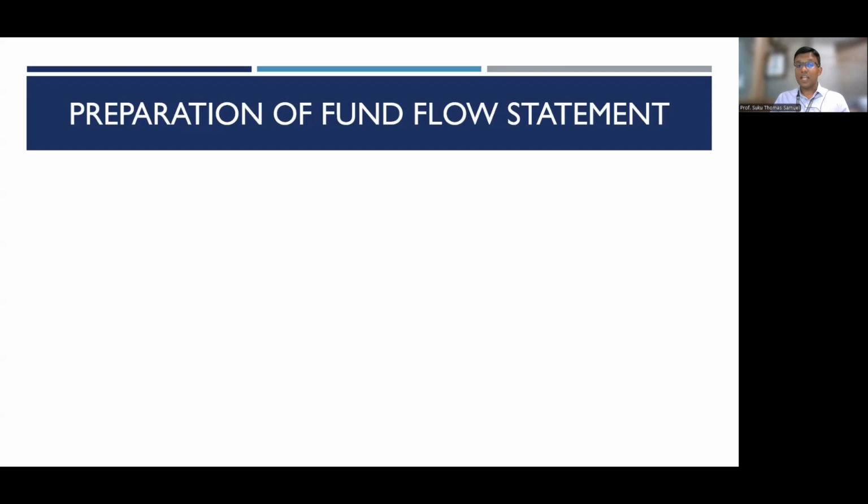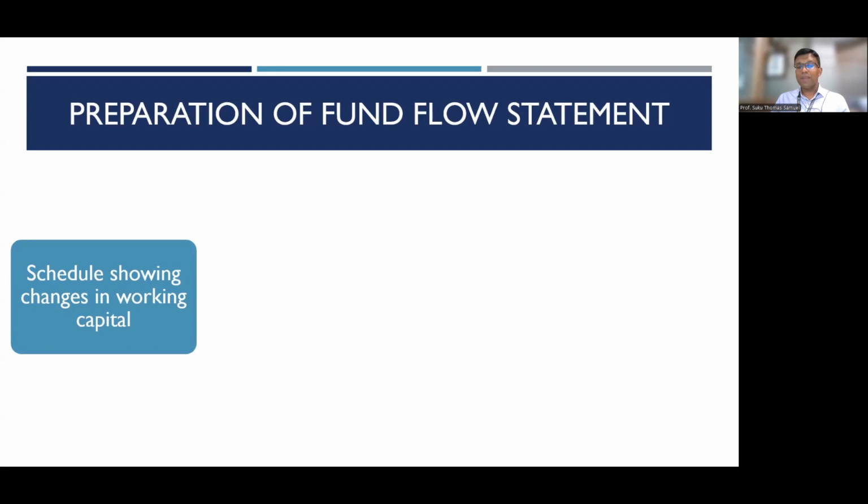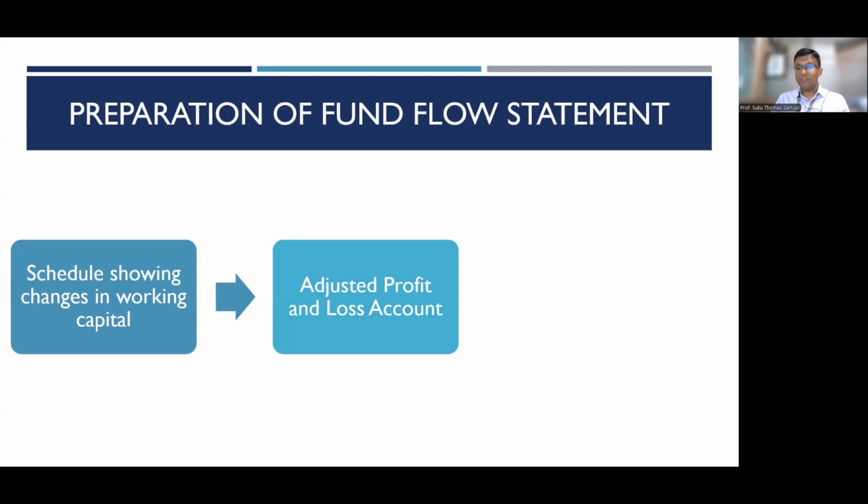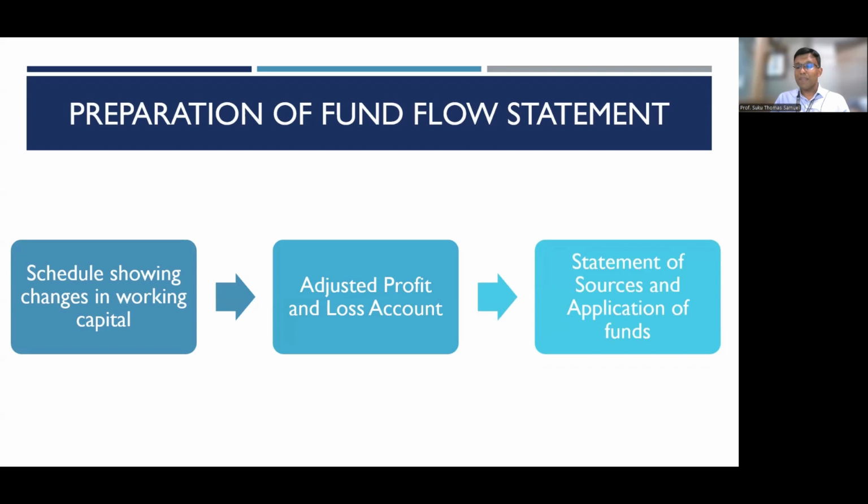Now let's try and understand how we prepare the fund flow statement in an organization. Fund flow statement in an organization is prepared in three parts. First, we would be preparing a statement which is called a schedule showing changes in working capital. Following this, we will be preparing the adjusted profit and loss. Finally, we would be preparing the statement of sources and application of funds.